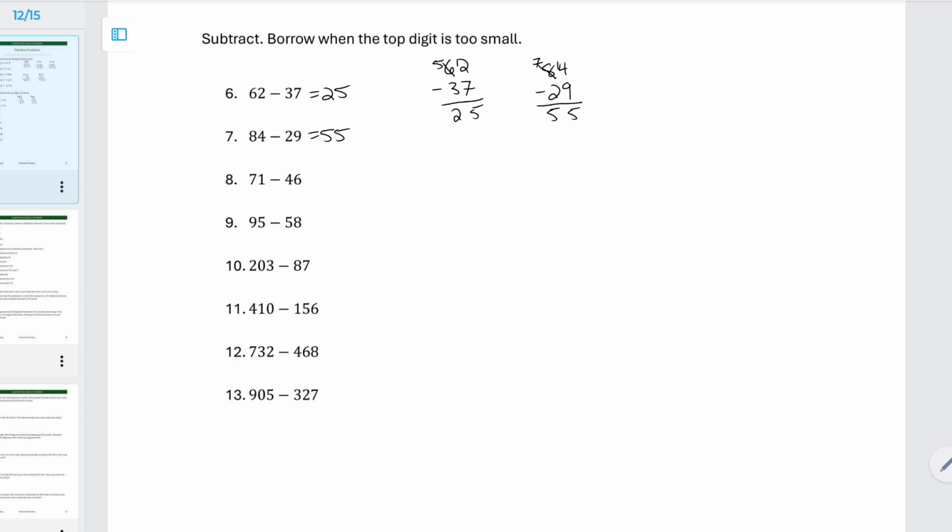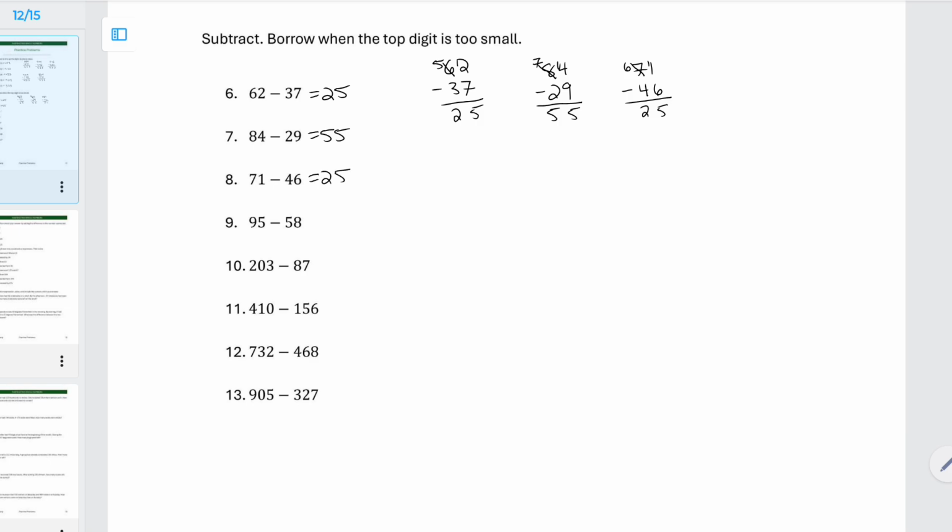Number 8. 71 minus 46. 1 minus 6 doesn't work, so we're going to borrow from that 7 and make it a 6, turning this 1 into an 11. 11 minus 6 is 5. 6 minus 4 is 2. Our answer is 25.